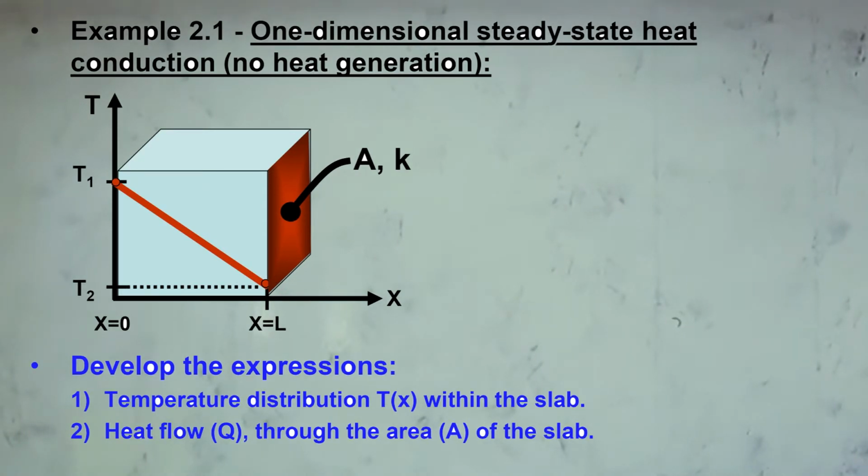So then these are the boundary conditions. At X equals 0, temperature at X equals 0 is T1. And then at X equals L, temperature at L is T2. So now develop the expression for the temperature distribution T(x) within the slab.